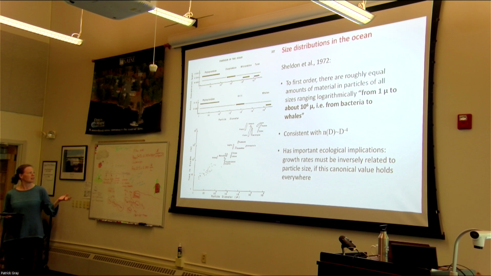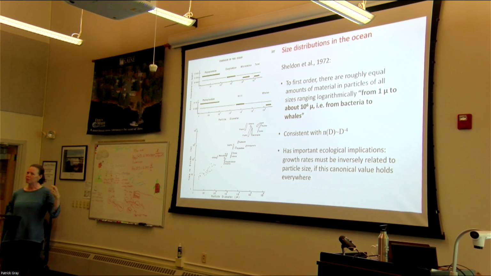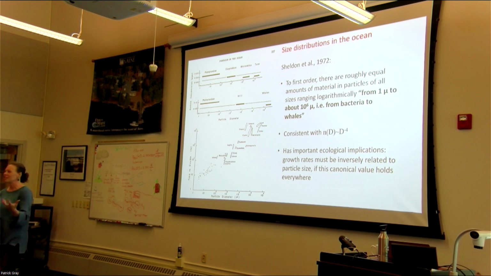It says, for instance, that growth rates need to be inversely related to particle size if this canonical value holds everywhere, or that the processes producing small particles and the processes destroying large particles need to be in balance across a huge size spectrum for this to be true. So there's interesting theory, and it goes into ecology, aggregation and disaggregation, resuspension, and all of these things.